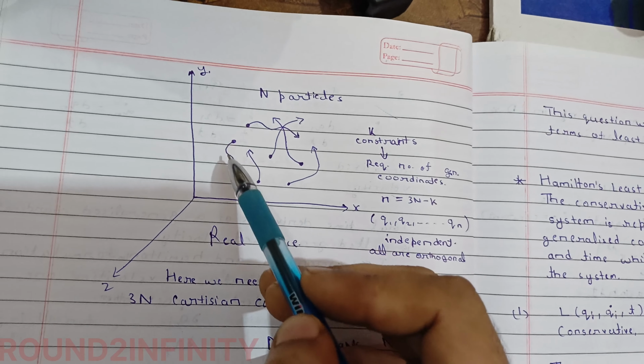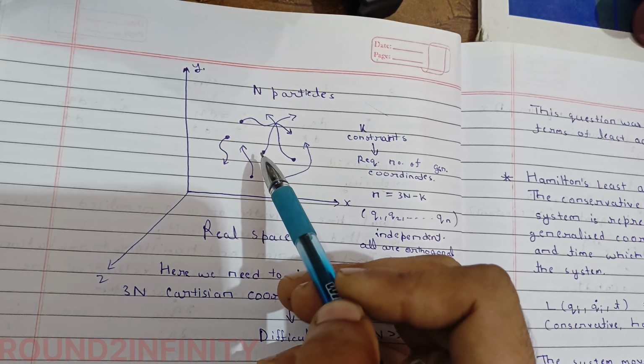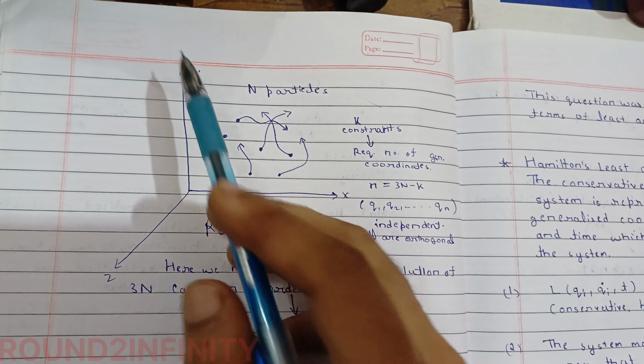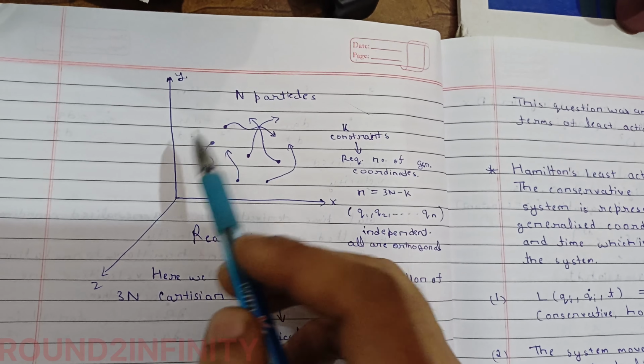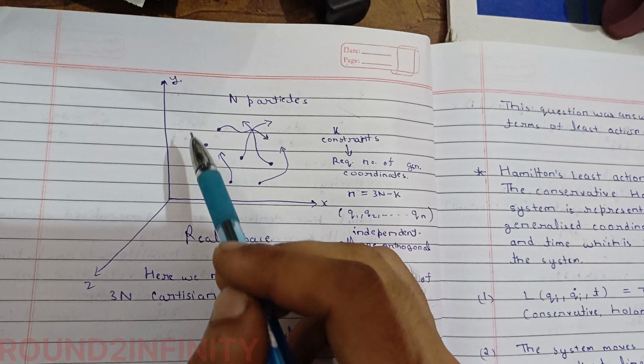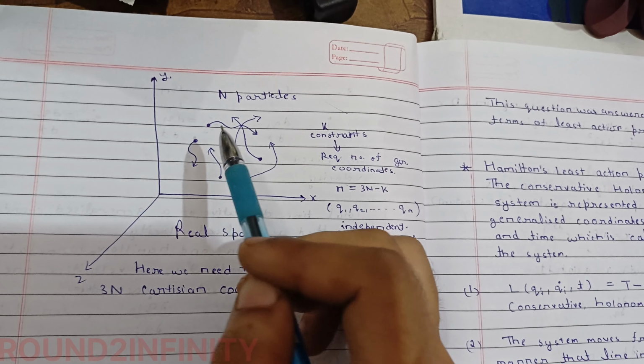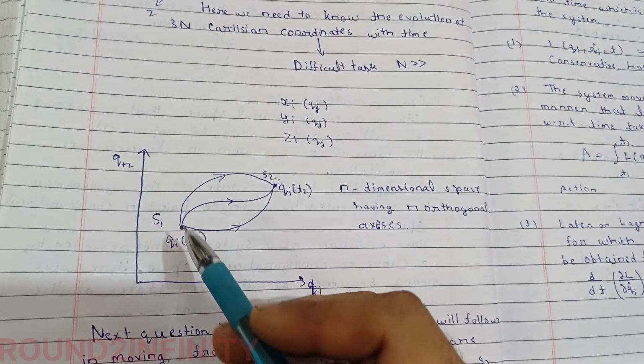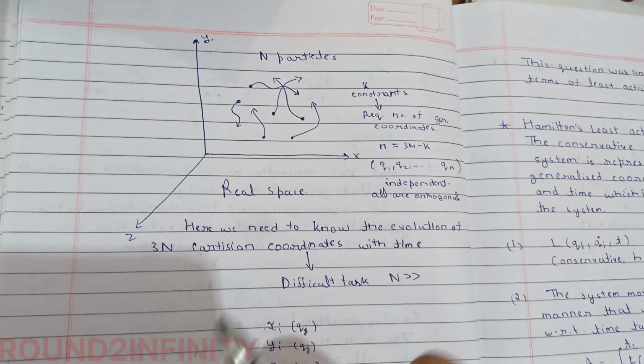Here x1, y1, z1, x2, y2, z2, x3, y3, z3, all are represented on different axes. So we have an n-dimensional space, and if 5 degrees of freedom are required to describe the system, then we will have 5 coordinates. So only a single point is required to describe the whole system.